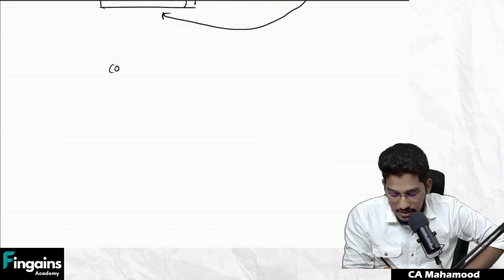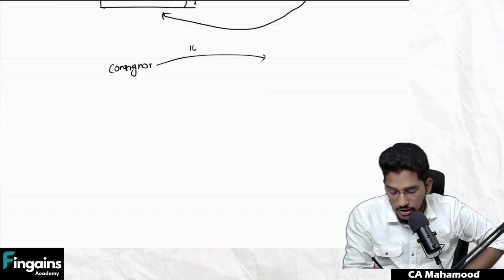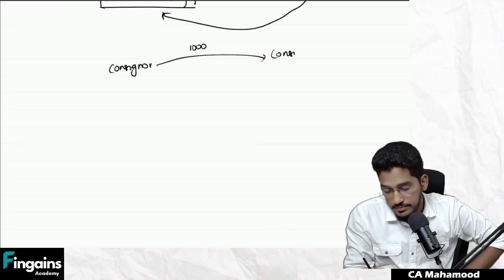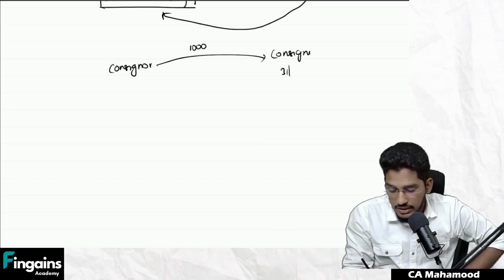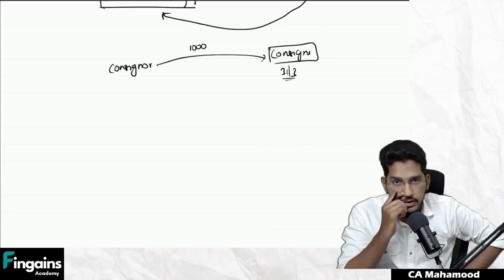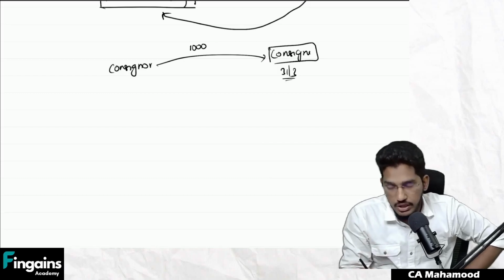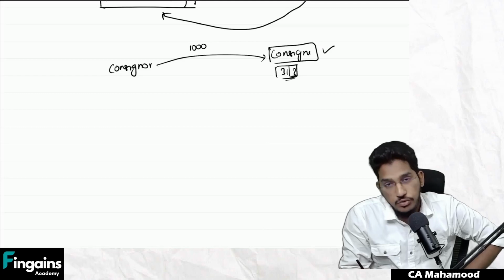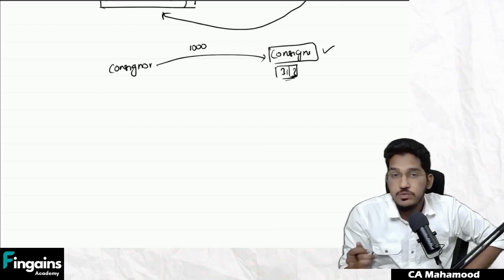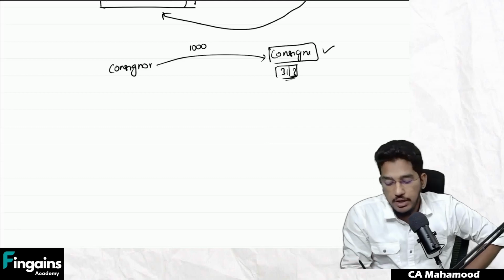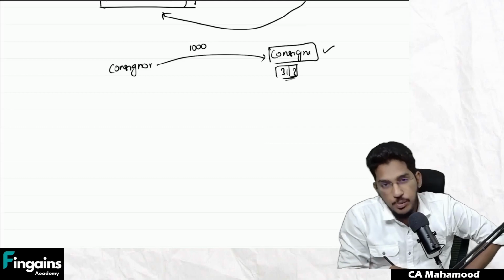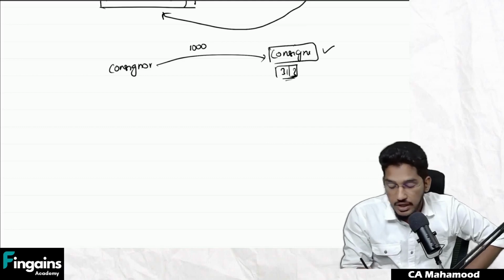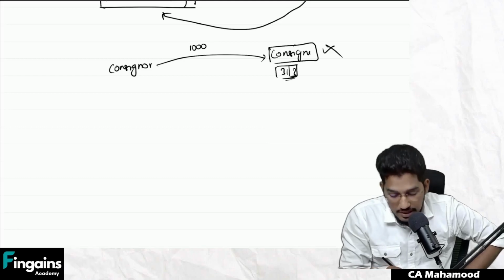So assume that a consignor is there. The consignor has sent 1000 quantity of stock to the consignee. Now, as on 31st of March, this 1000 quantity of stock is still with the consignee. Now you tell me, this 1000 quantity of stock as on 31st of March, which is with the consignee, should form part of whose balance sheet? Will it form part of the consignee's balance sheet or the consignor's balance sheet? It will not form part of the consignee's balance sheet.